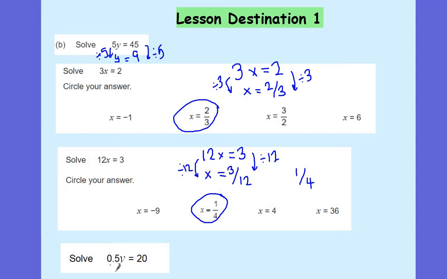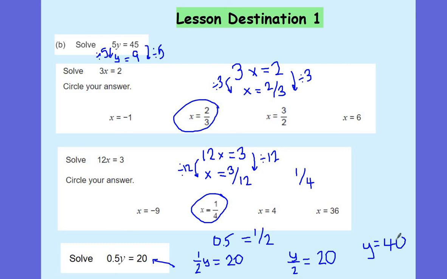This one was a little bit trickier. I've got 0.5y equals 20. Now 0.5 is a decimal. Izzy, can you tell me what's 0.5 as a fraction? A half. So I can say that a half of y is equal to 20. And that's exactly the same as 0.5y equals 20. So I know that y divided by 2 equals 20. And if I multiply both sides of that equation by 2, I end up with, Darcy, what's 20 times 2? Y is equal to 40. Fab.